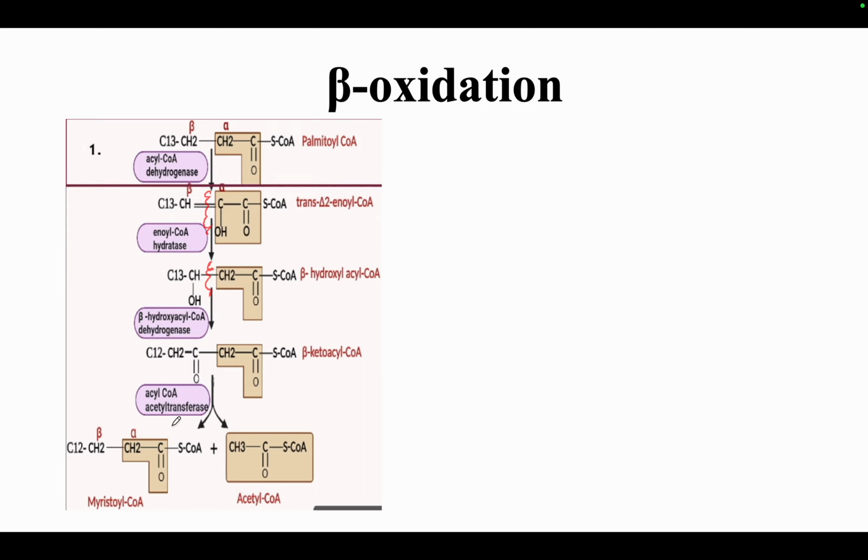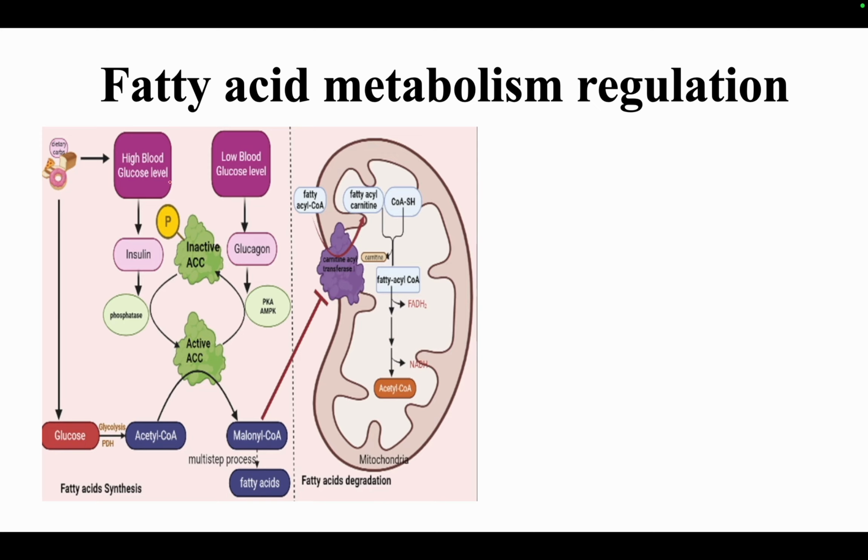Then the acyl transferase will cleave this and give us an acetyl CoA molecule, and this fatty acid chain now has two carbons fewer. Why? Because we have acetyl CoA formation from this chain; the chain is broken down from here and we get our first acetyl CoA molecule. Similarly, this step repeats until all the alpha-beta cleavage takes place.